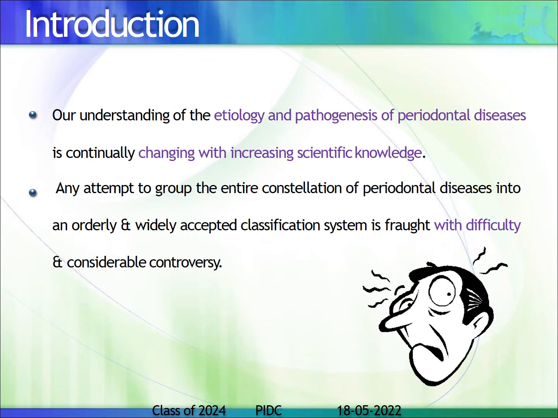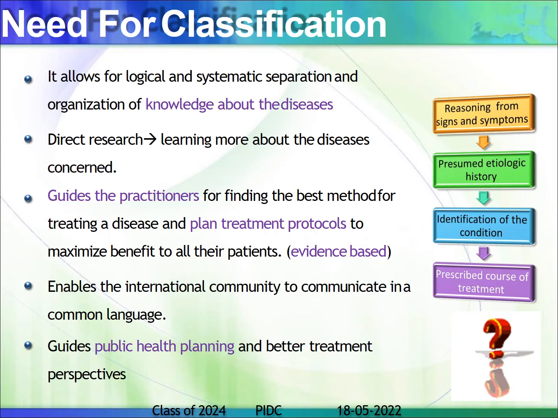Our understanding of the etiology and pathogenesis of periodontal diseases is continually changing with increasing scientific knowledge. Any attempt to group the entire constellation of the periodontal disease into an orderly and widely accepted classification system is fraught with difficulty and considerable controversy. So there is always a need for classification. So why is this required?